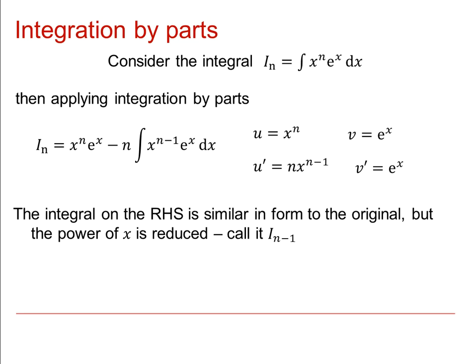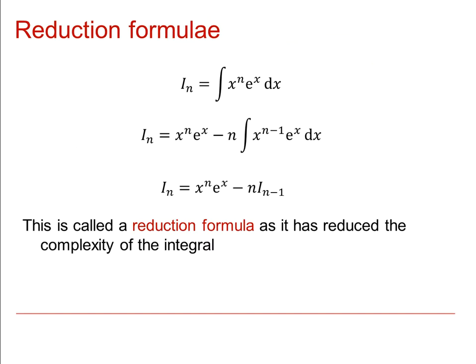So given a particular integral In, and using integration by parts, we've reduced the complexity of the integral that's on the right hand side. So we've shown then that In equal to the integral of x to the power n e to the x can be written as In is equal to x to the power n e to the x minus n times In minus 1. As I say, this is called a reduction formula.